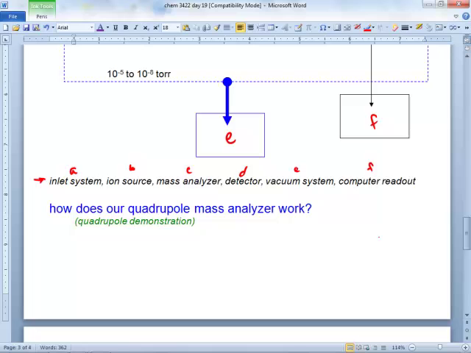What is this mass analyzer doing? The computer readout should be telling us. It's controlling it. Because all the detector does is say, ding, I detected something. That's all it does. What are you telling this quad to do? Let certain stuff through. Yes, it's picking out certain masses, but how? How are you going to tell them to do it?